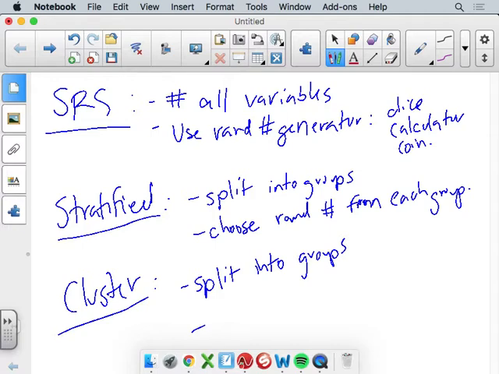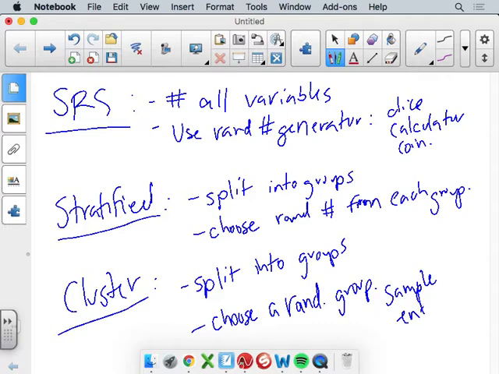The difference in cluster is I split you into groups, or Miss Prejean, because she probably has 6 or 7 IB English classes, she splits you into those IB English classes, and then she chooses like 2 random classes and samples everybody in that class. So split into groups, choose a random group, sample the entire group.